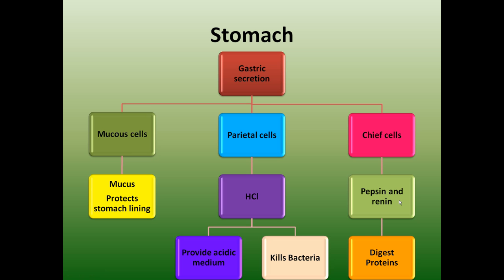Chief cells secrete two important enzymes, that is pepsin and renin. These enzymes are meant to digest proteins. Whatever gram, moong, chana you eat, these have protein content. And protein is digested in the stomach with the help of two enzymes, pepsin and renin. So pepsin and renin are also referred to as protein digesting enzymes. So gastric secretion comprises mucus, HCl and protein digesting enzymes, pepsin and renin.